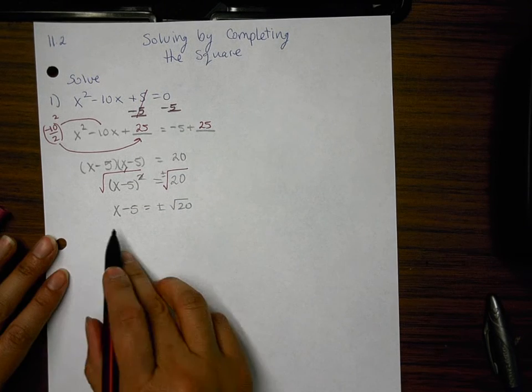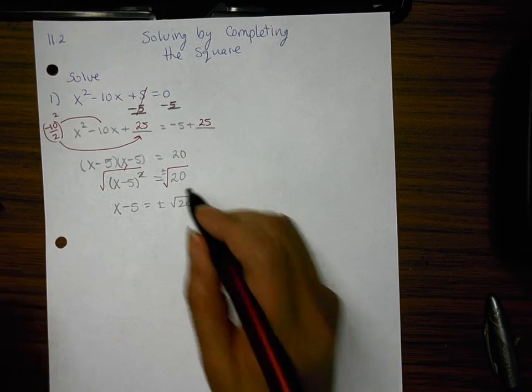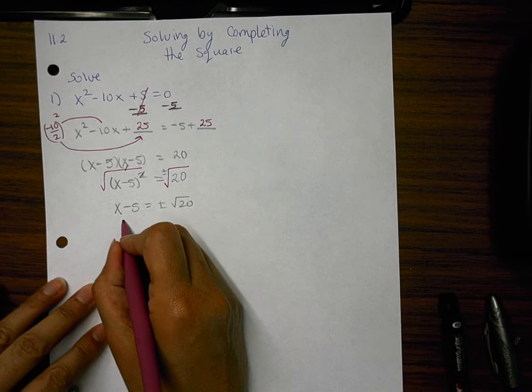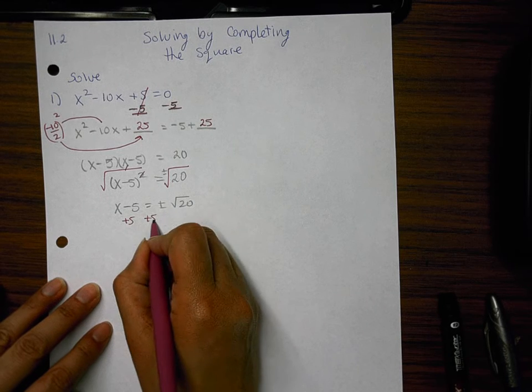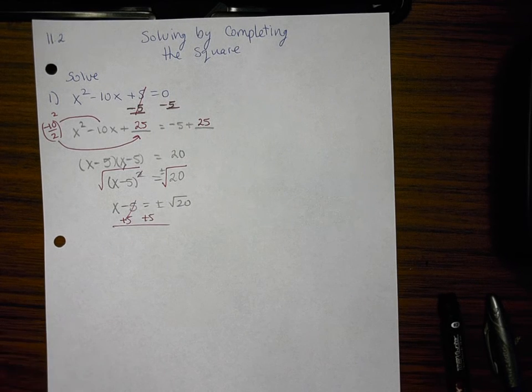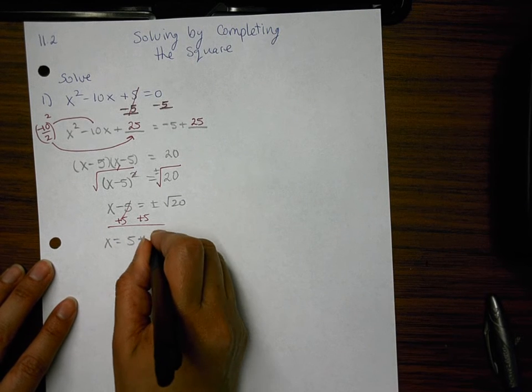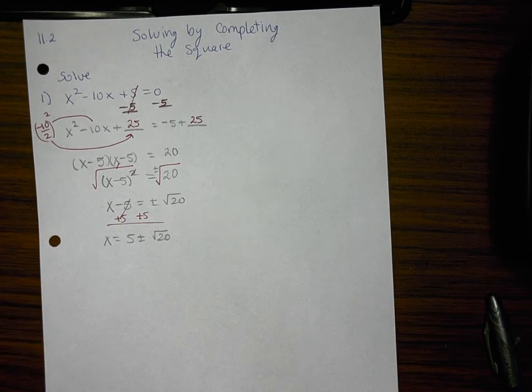Now, before I move this 5 over, root 20, actually, I'll move the 5 over and then talk about the root 20. Let's move the 5 over. And we've talked about this before. 5 plus or minus root 20, they are not like terms, so we cannot go any further as far as combining like terms go.